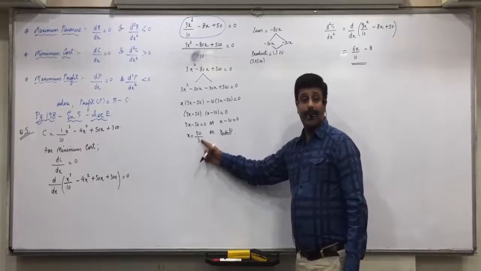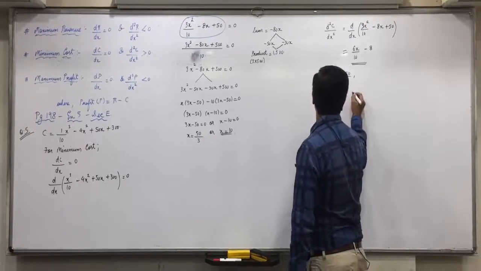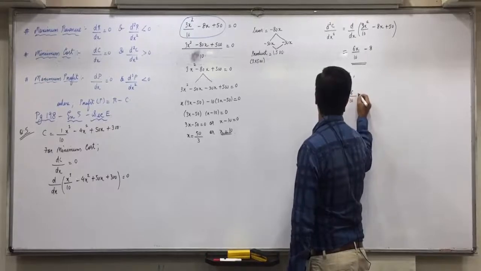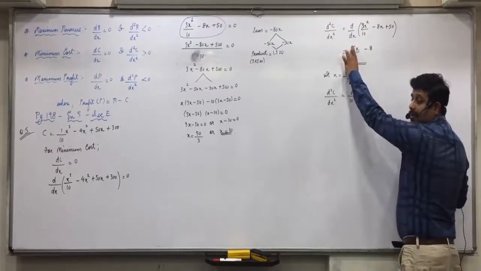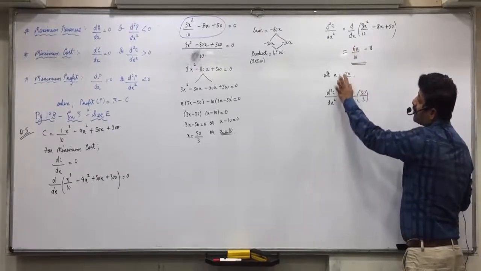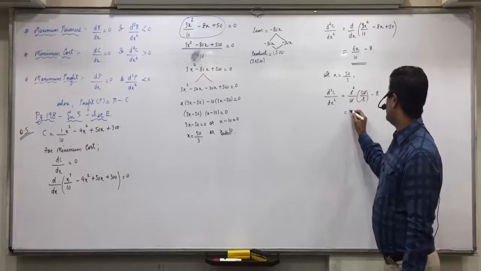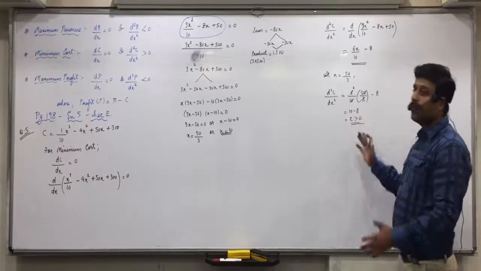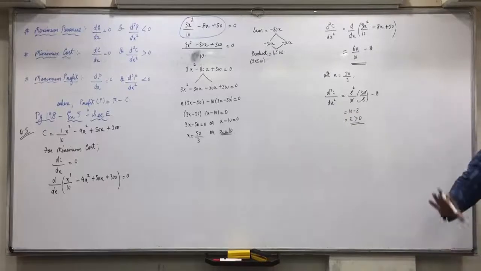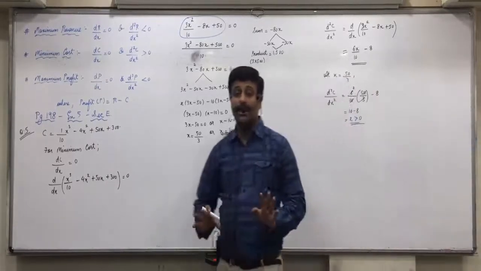Now we'll put 50 by 3 in d square c upon dx square. 6 upon 10 into 50 by 3. 6 upon 10 as it is, and in place of x I have substituted 50 by 3 minus 8. 2 into 5, 10 minus 8, 2 greater than 0. So no need to put the other value. And this is our final answer, because maximum cost is not asked.